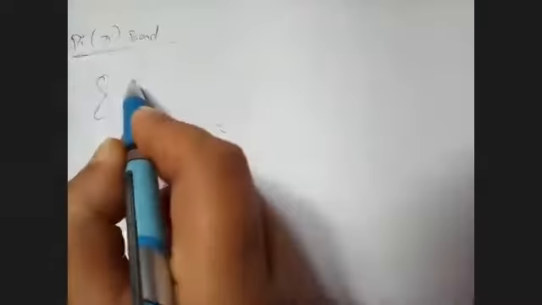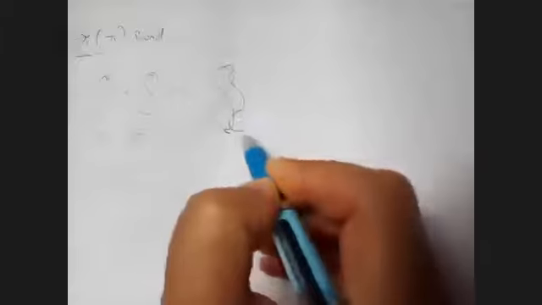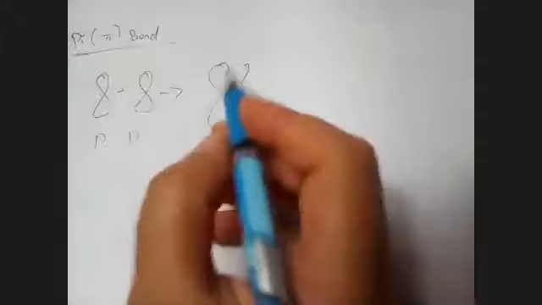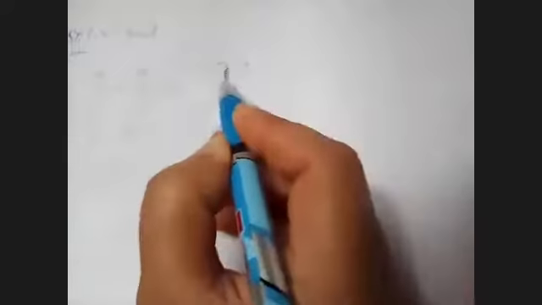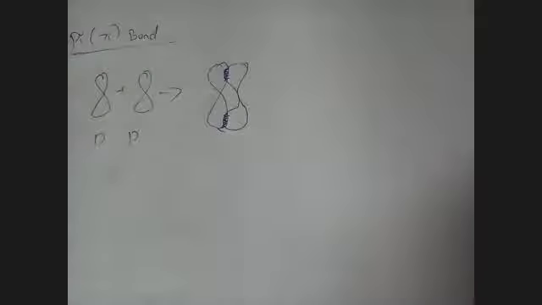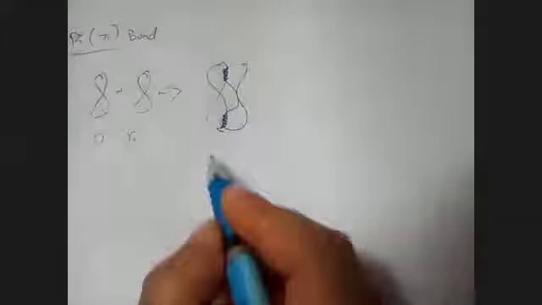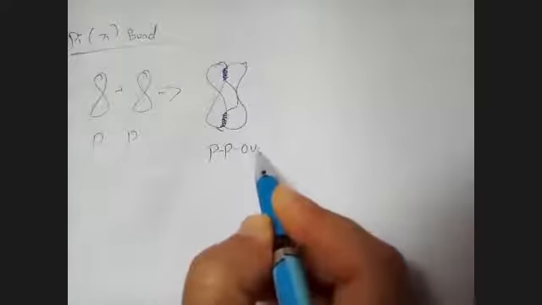A pi bond means it is either a double bond or a triple bond. For that we can give one example, the PP hybridization. It will be like this. You can see the interaction of orbitals in two zones, in two regions. The hybridizing space is visible in two regions. So this is called PP overlapping.